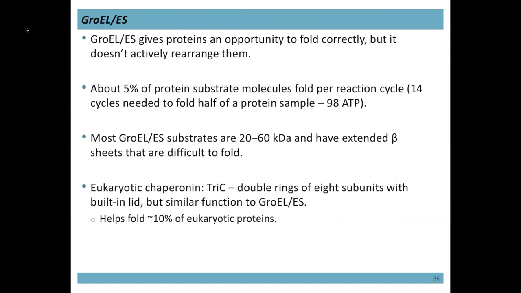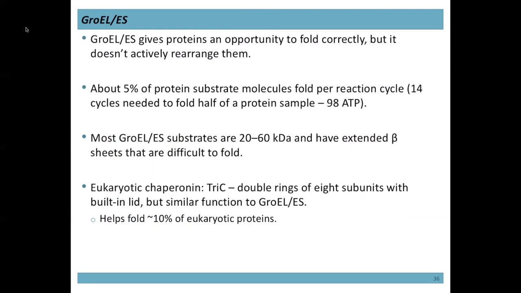And so most of the substrates that these work on are between 20 and 60 kilodaltons, and they tend to have these extended beta sheets that are difficult to fold. We talked a little bit earlier that beta sheets tend to be slower in folding, whereas alpha helices tend to fold a lot more rapidly.